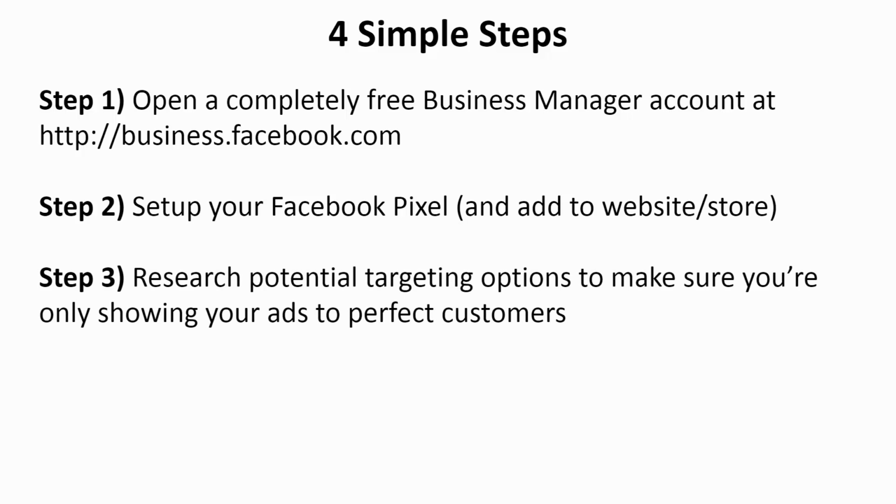Step 3, you're going to research potential targeting options to make sure you're only showing your ads to perfect customers. Going back to that dog example, we're going to look at all the different targeting options that we have for dog lovers. Sure, we could just type in dogs, but there's also a lot of different ways to go even further. How about things like dog food brands or popular dog influencers or TV shows about dogs? A lot of different targeting options, and that's what really makes Facebook so robust.